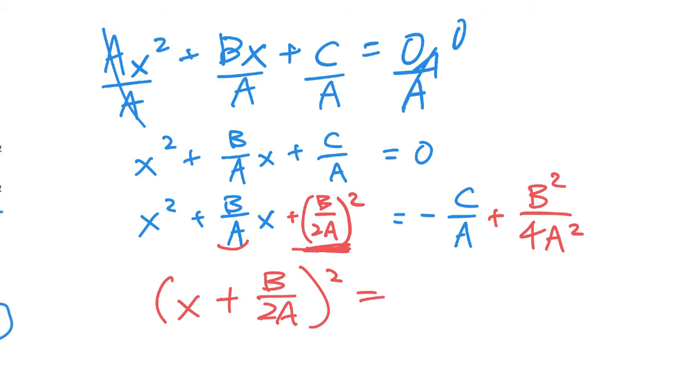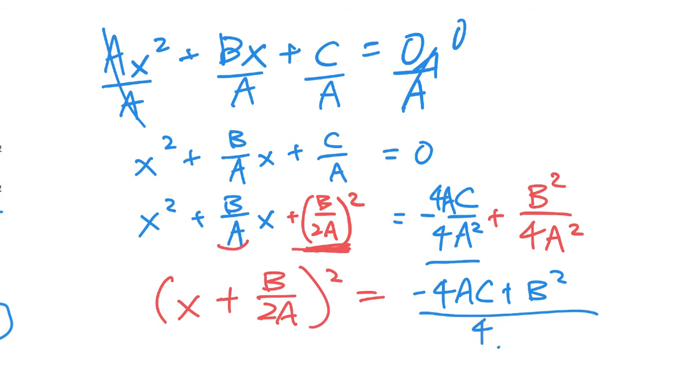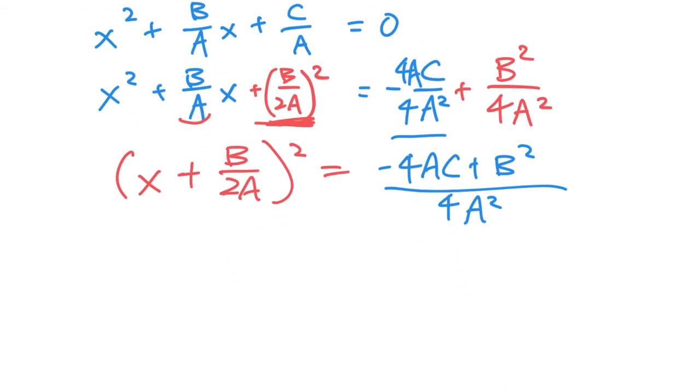That's why we added that term in the first place, so we can complete a square. This is equal to, I should go back to blue, I'm going to make it the same denominator by multiplying top and bottom of this term by 4a, which is 4a squared on the bottom. So same denominator, and that gives me negative 4ac plus b squared over 4a squared.